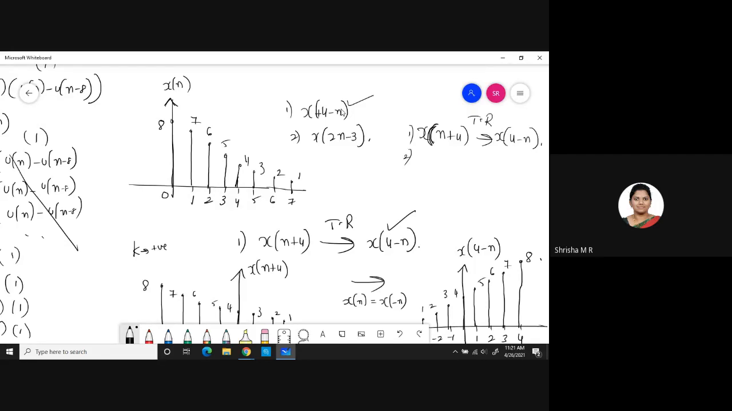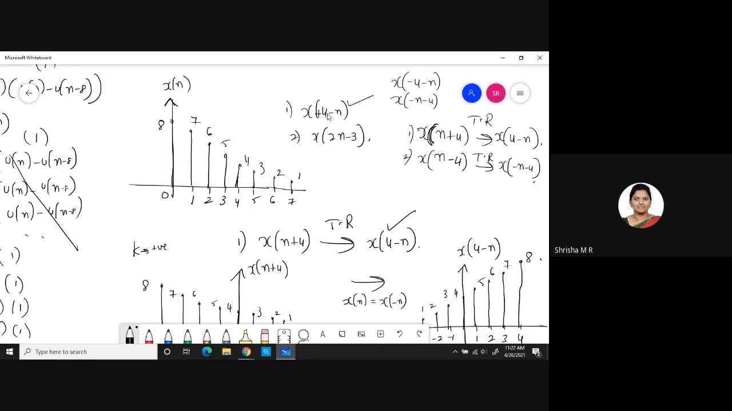So what will you do if you have x of minus 4 minus n, or x of minus n minus 4? First, what will you plot? You will plot x of n minus 4, then time reverse that to get x of minus n minus 4. Got it? So this is how you go about solving this.